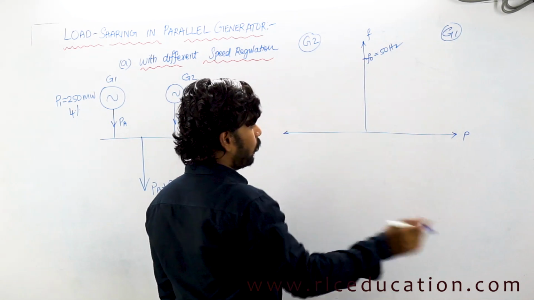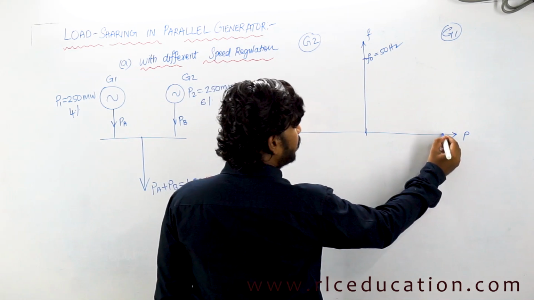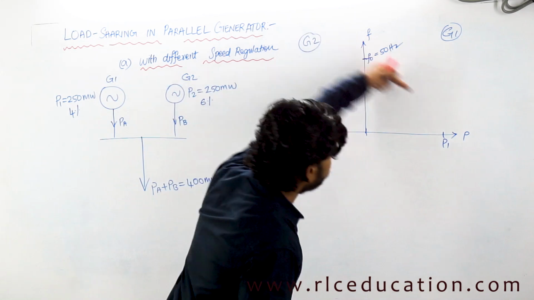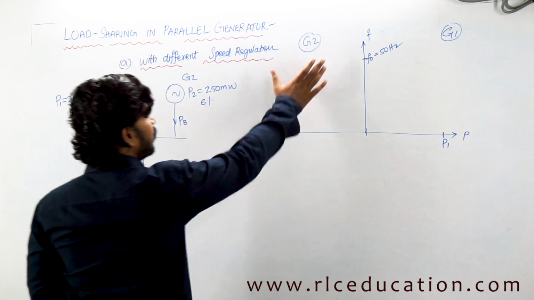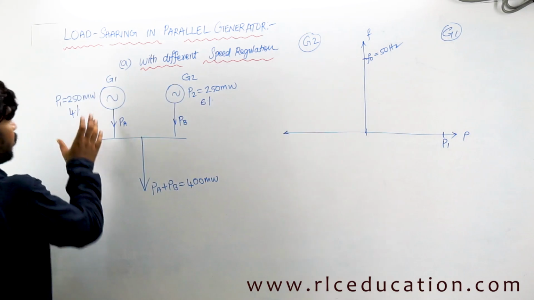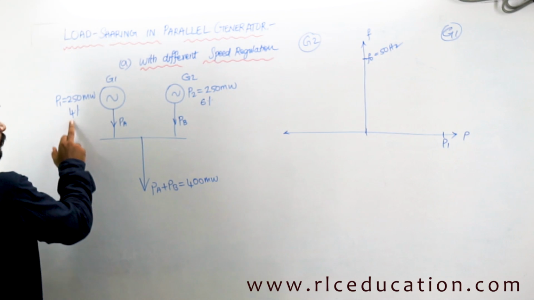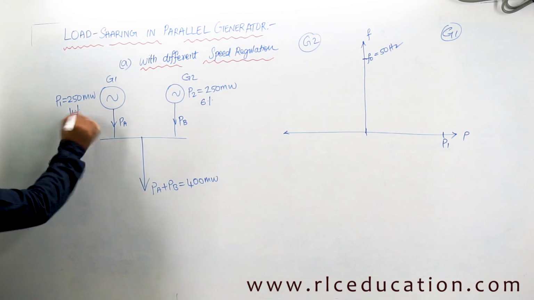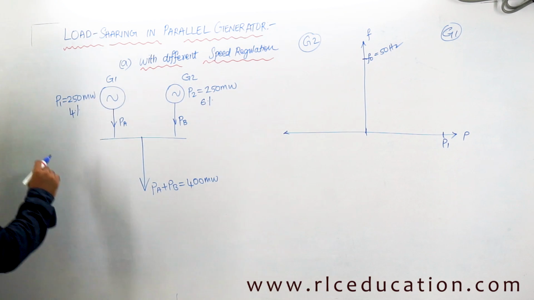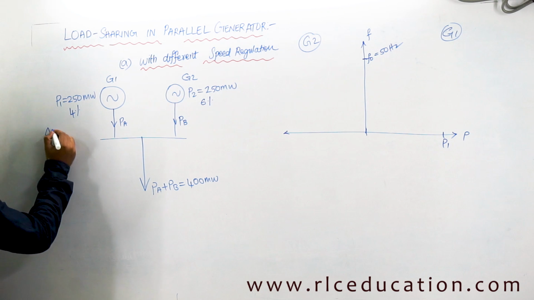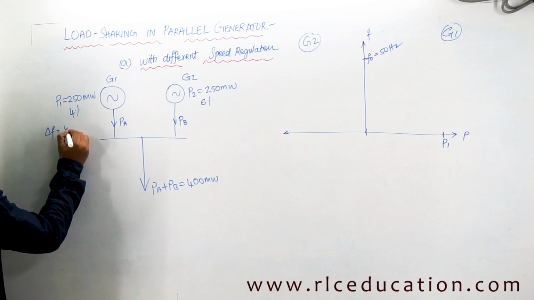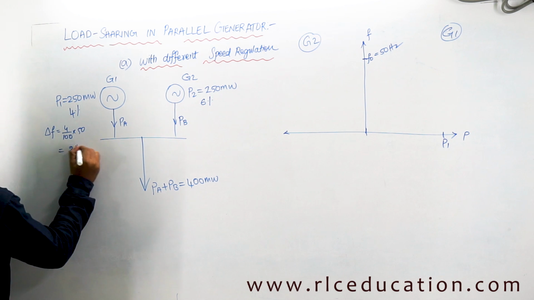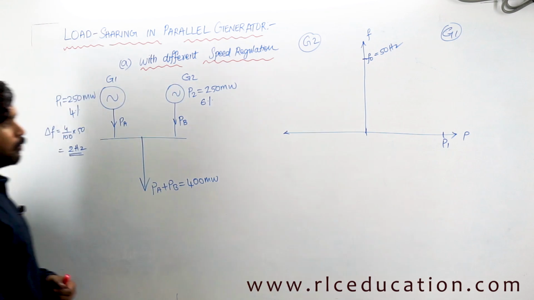From no load to full load, and full load is nothing but its rating, isn't it? So the rating of the generator is P1. From no load to full load there is some change in frequency for generator 1 as well as for generator 2. For generator 1 the change in frequency is 4%. If 4% is the speed regulation percentage for generator 1, what will be the change of frequency? Change of frequency is 4 by 100 into 50, that will be equal to 2 hertz. That means there will be a drop of 2 hertz from no load to full load.